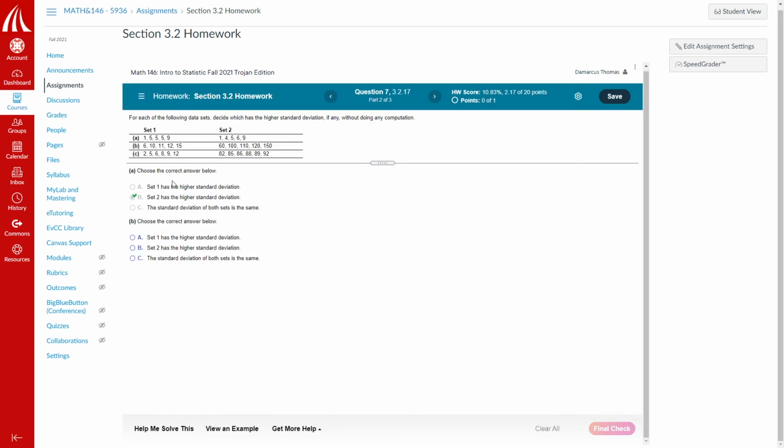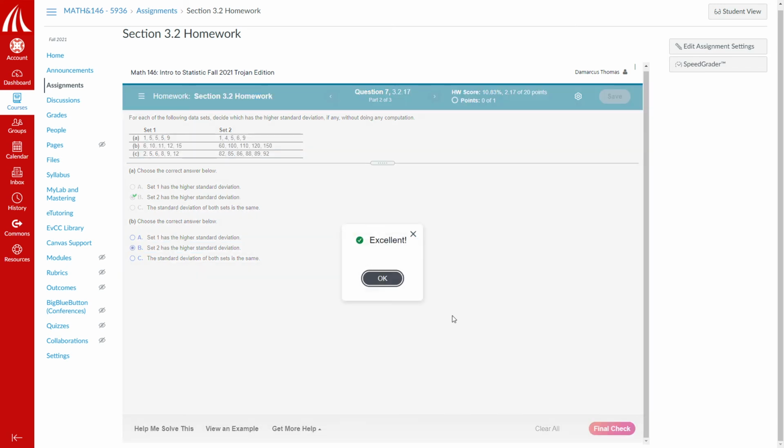Let's look at part B. This time we're going from 6 to 15. That is only 7, whereas 60 to 150, that's a much further value. So I'm going to go set 2 has a higher standard deviation.